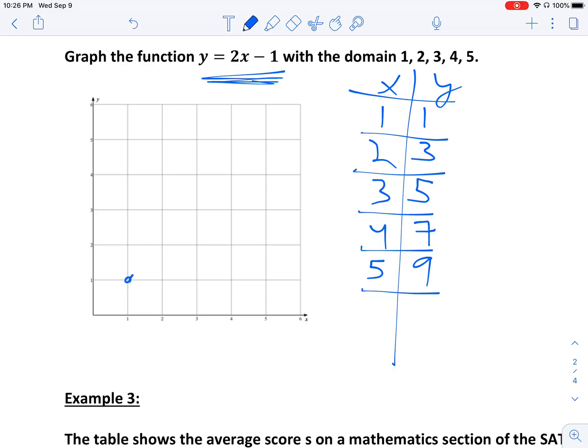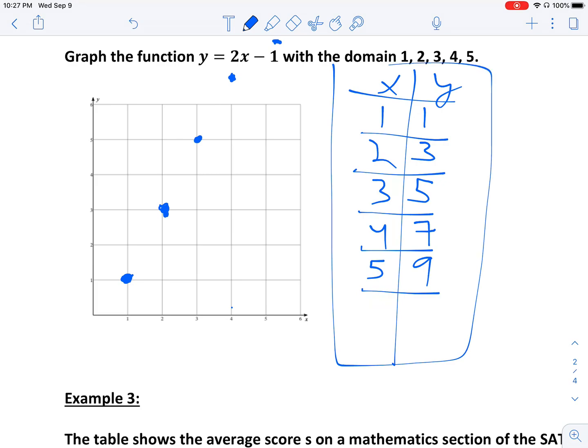So we plot our first point as (1, 1), (2, 3), (3, 5), (4, 7) would be here-ish, and then (5, 9) would be up here somewhere, okay? But again, the hard part, or the important part, is that we can generate this table, and then I think you can plot points no problem.